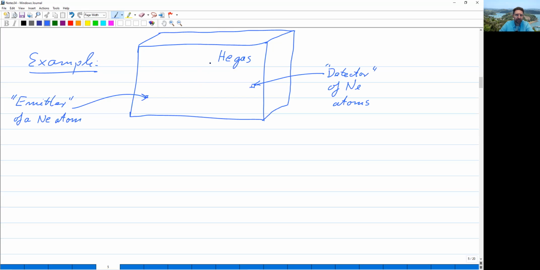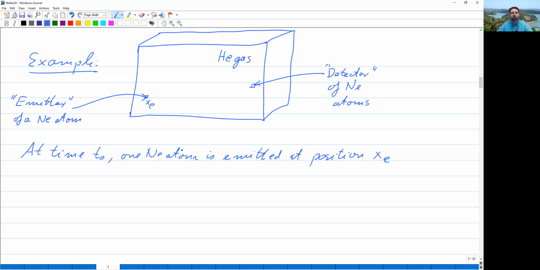So we have a helium gas in this box, and at some point, let's say at time T0, one neon atom is emitted at position X emitter, right? So our emitter box is releasing it. That's position XE. And then what happens?